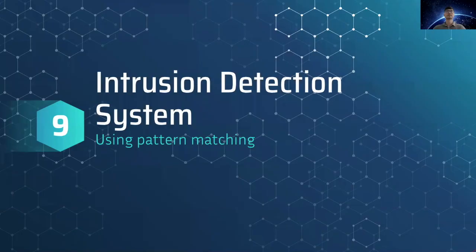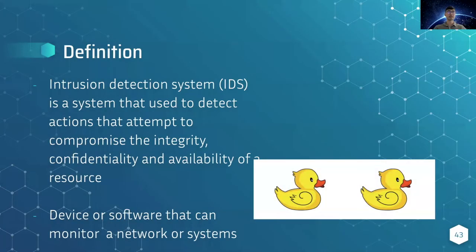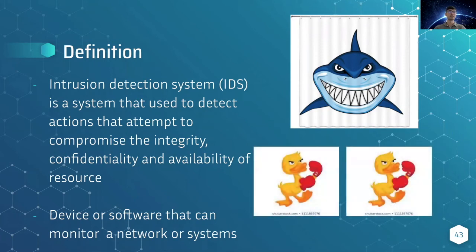For example, next, I will present about the intrusion detection system using pattern matching. What is IDS or intrusion detection system? This is the system that is used to detect actions that attempt to compromise the integrity, confidentiality, and availability of the resources. It can be a device or software that can monitor a network or system.